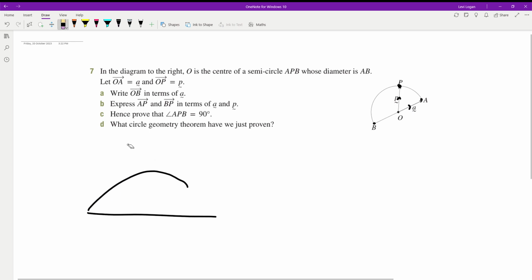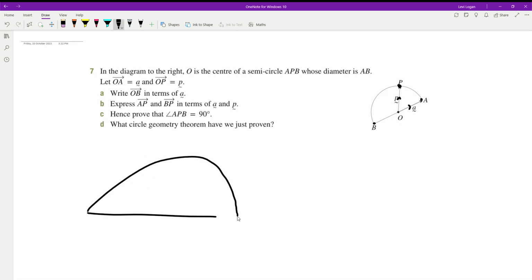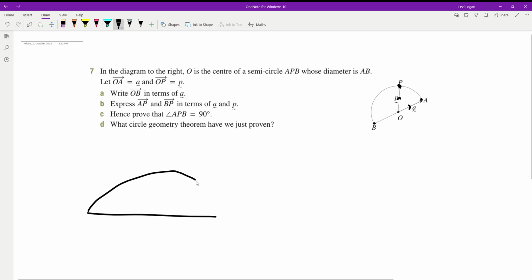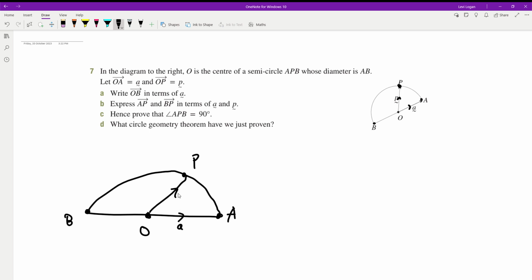I'm going to draw it a bit better here, just so I can edit it a bit more. Let's try it again. Good enough. Alright, so this is B, and this is the point P. This is O. O is the center of the circle. And this is A. So this is the vector A, and this is the vector P.